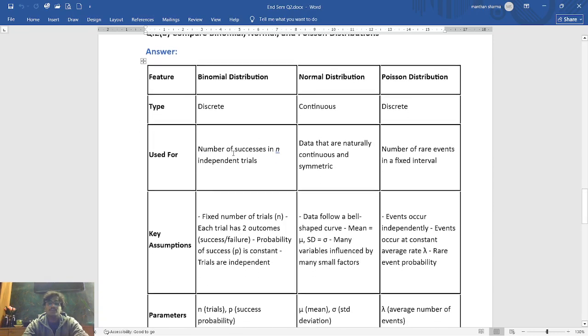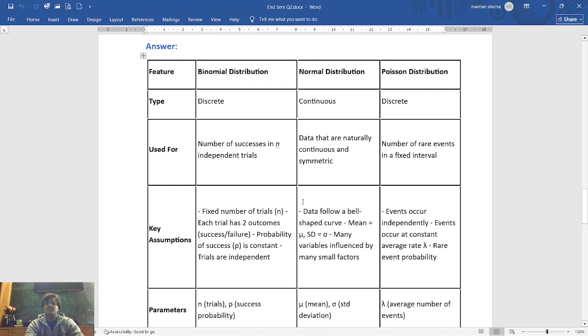Now moving on to the normal distribution, this is the famous bell curve. It's continuous and used for naturally occurring measurements like height, weight, and IQ. Or we can also find errors from this. So it is always symmetric.